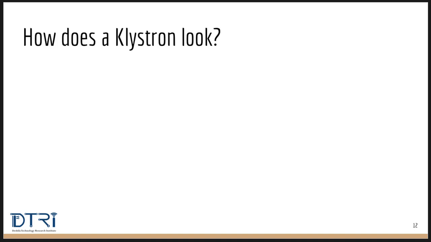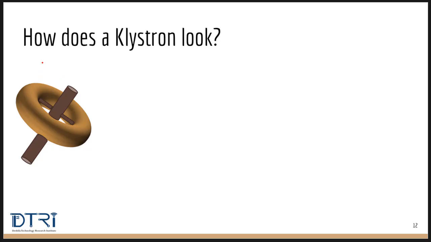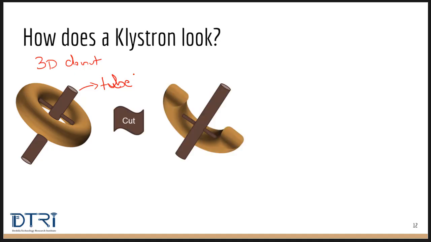Imagine a 3D donut-shaped metal structure and a tube inserted in the donut hole. Cut this donut into half and imagine the tube is transparent so that you can see whatever is flowing through it.